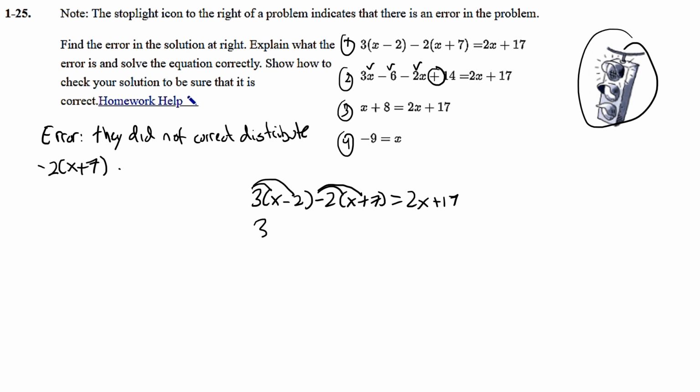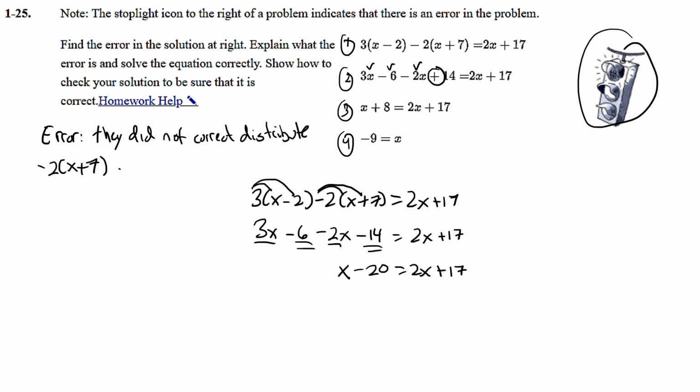So we get 3x minus 6, negative 2x minus 14, equals 2x plus 17. We simplify both sides, so combine like terms. So we're going to combine the x's and the numbers on the left. So 3x minus 2x is x. Negative 6 minus 14 is negative 20. That's going to be there.